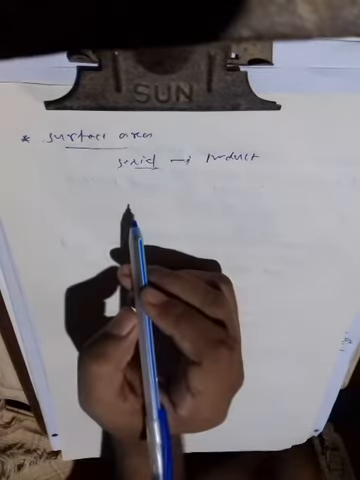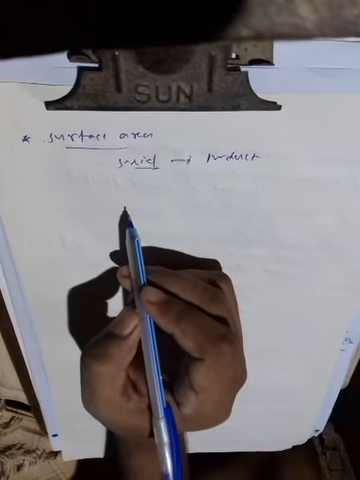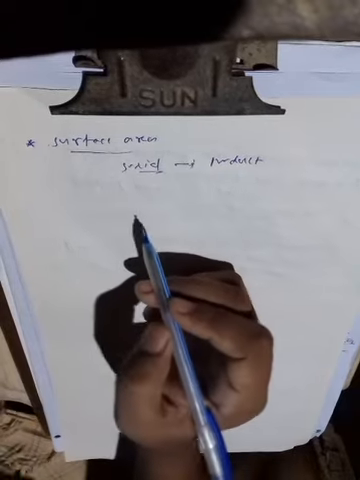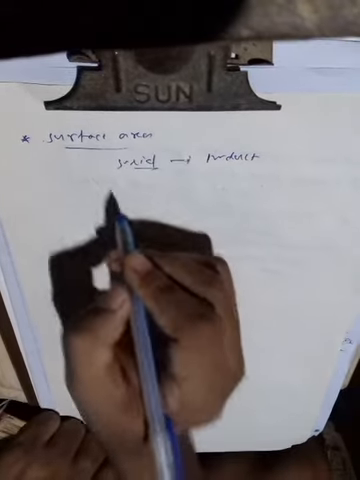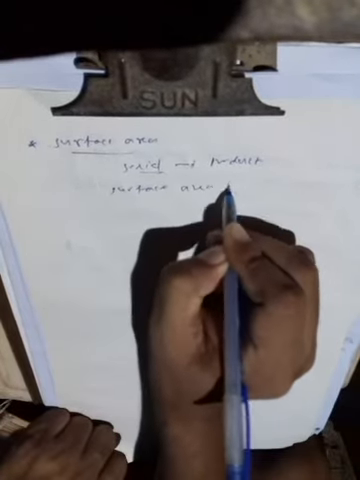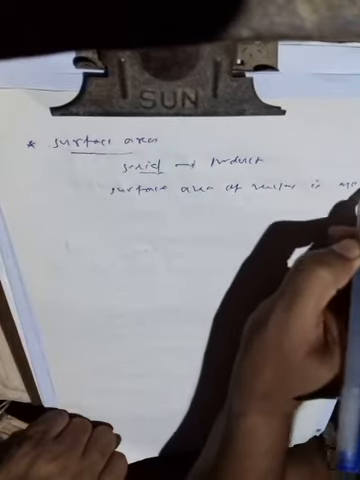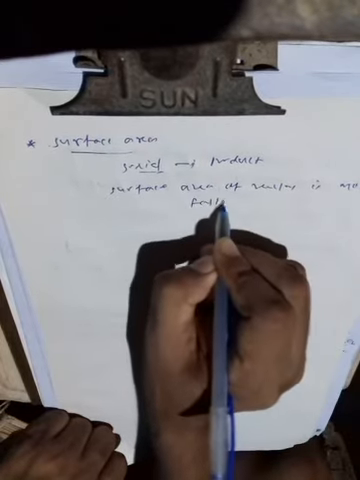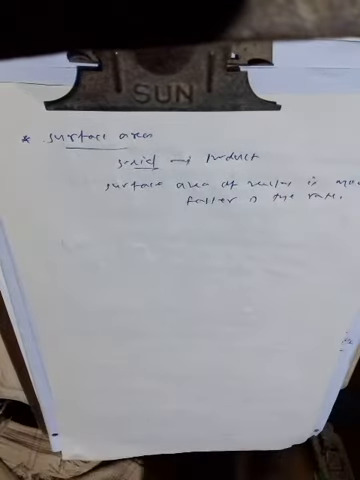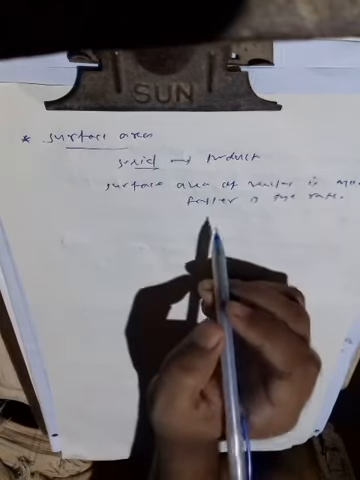When the reactant has more surface area, the reactant becomes free to react, and hence the rate becomes faster. So the more the surface area of the reactants, the faster the rate. So when the surface area of the reactant is increased, the rate becomes faster.